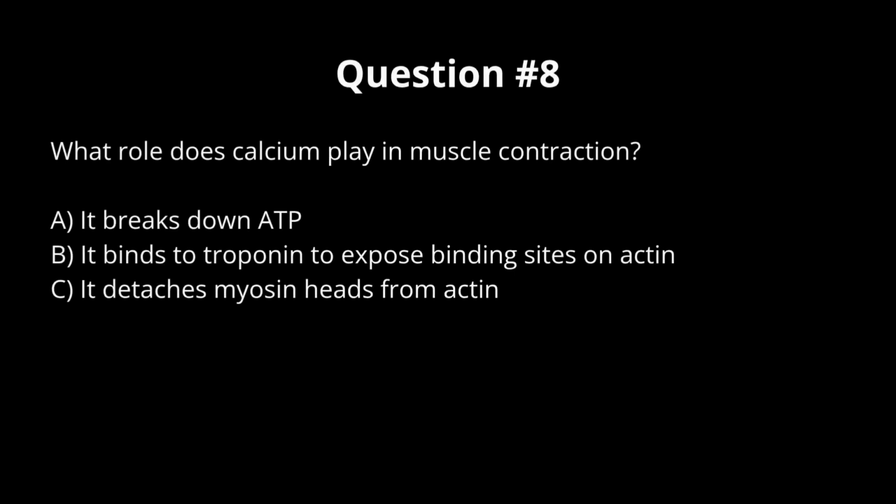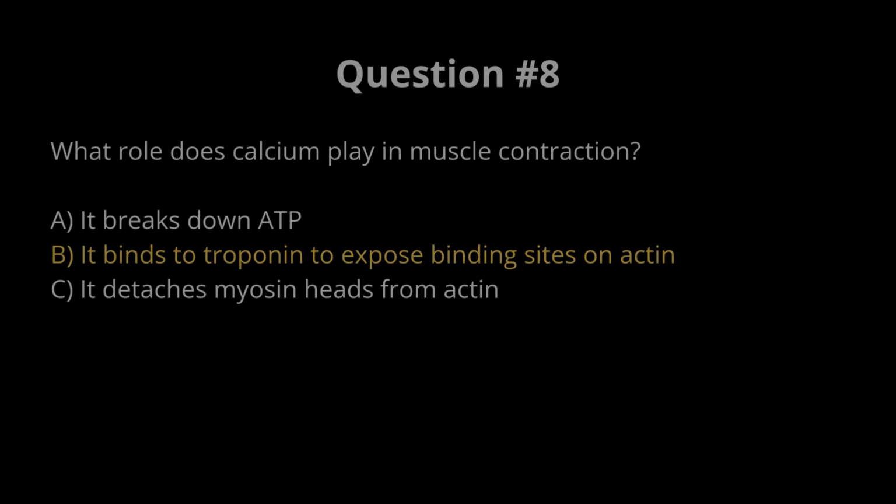Question number 8. What role does calcium play in muscle contraction? A. It breaks down ATP. B. It binds to troponin to expose binding sites on actin. C. It detaches myosin heads from actin. The correct answer is B. Calcium ions released from the sarcoplasmic reticulum bind to troponin, shifting tropomyosin and revealing actin's binding sites. This allows myosin to attach and generate force.